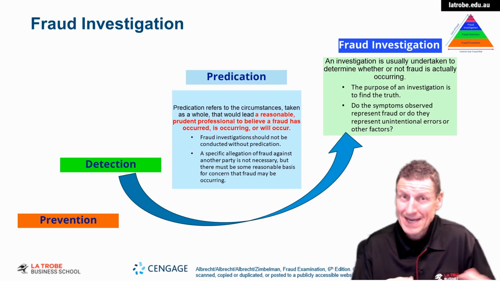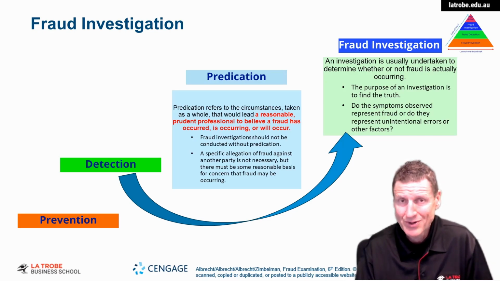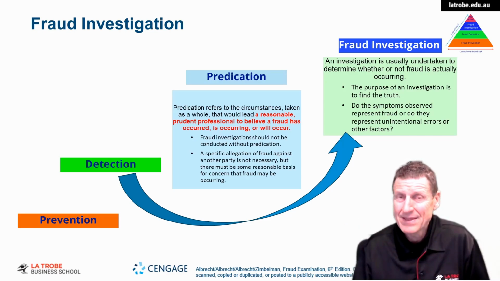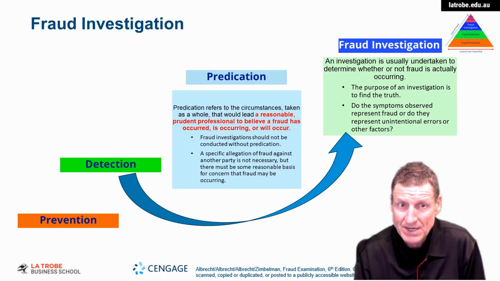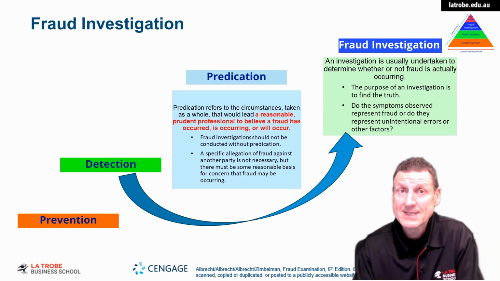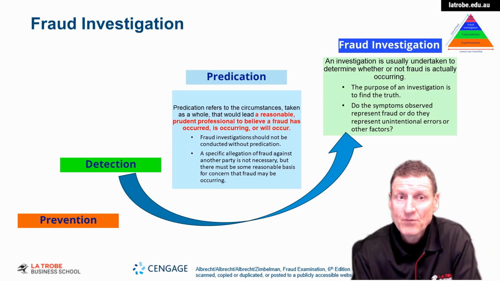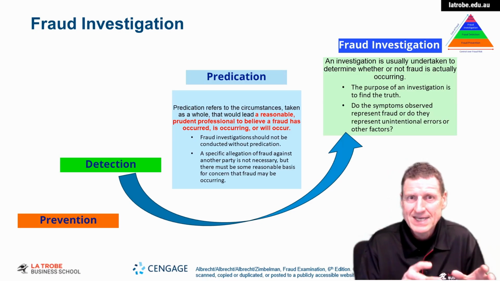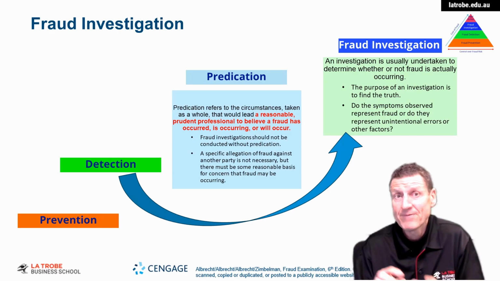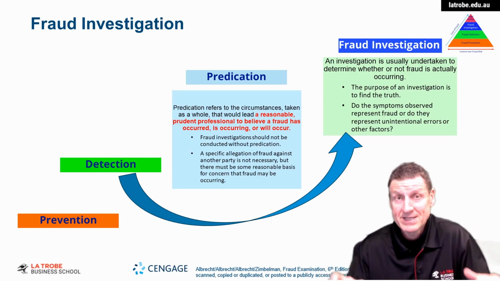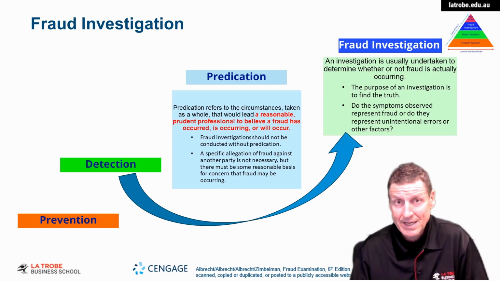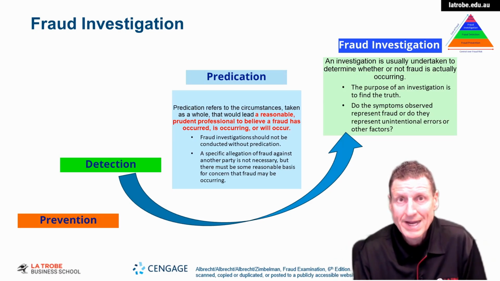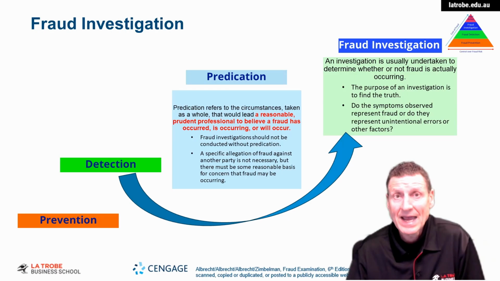Okay, so what is the nature of the fraud that you think has occurred or is occurring? And who are the likely culprits that you think are suspect? So this is all in the predication, all right? A specific allegation of fraud against another party is not necessary, but there must be some reasonable basis for concern that fraud may be occurring. Okay. So it's kind of like the gel that goes between detection and fraud investigation, because once you move to fraud investigation, things get more expensive and more costly if it turns out to be incorrect, especially with reputation concerns and so forth.